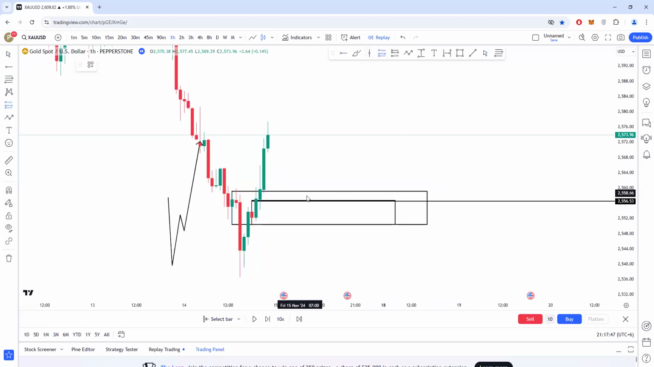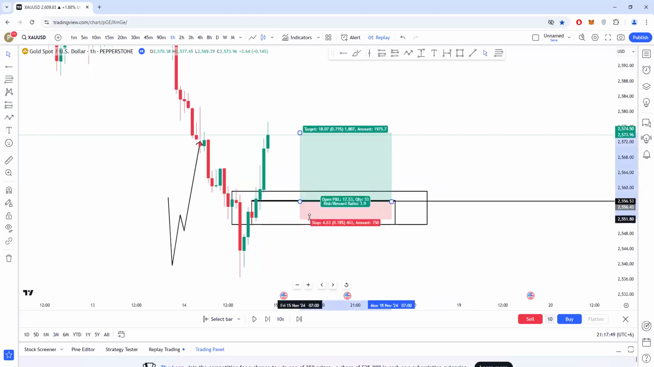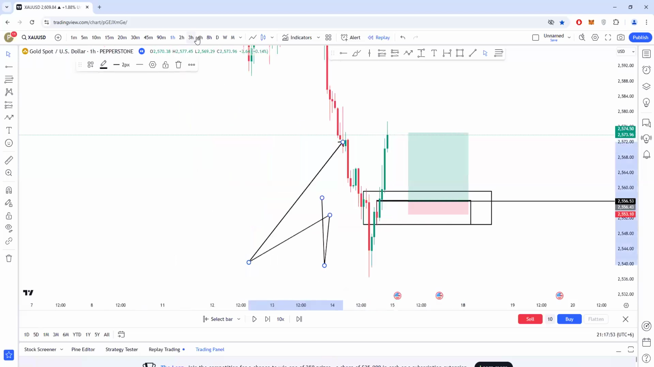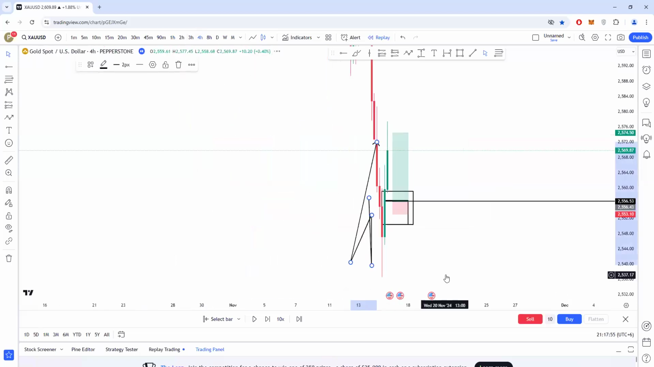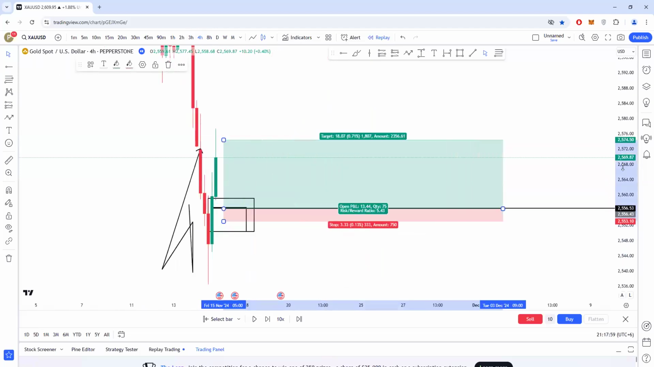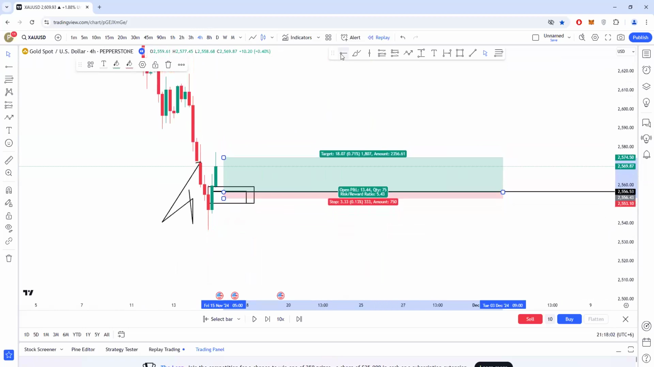So what happened from yesterday till today? We see the market going very smoothly till this particular one, which is still running.